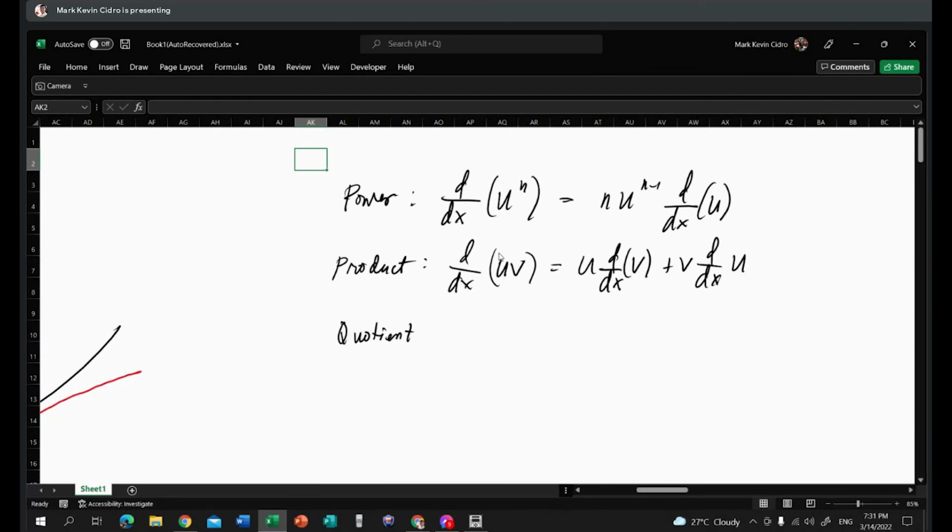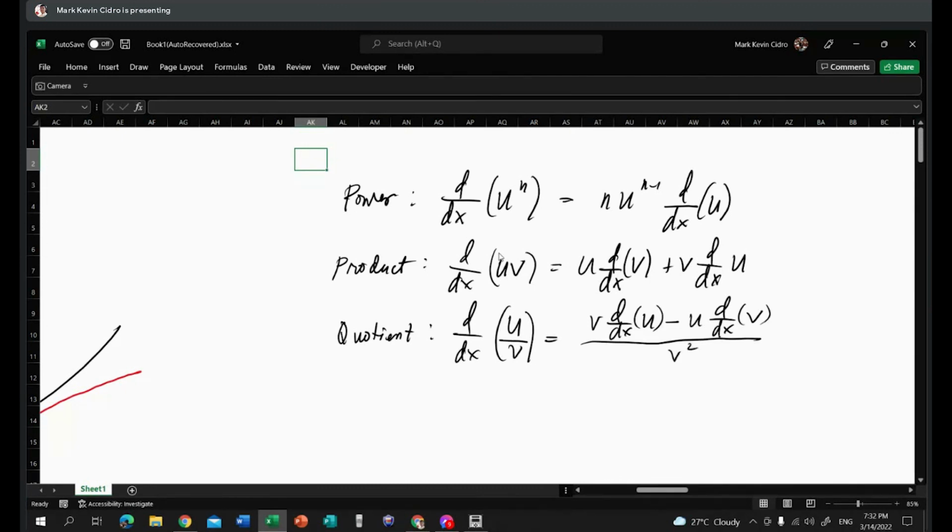And of course the quotient. This is d over dx of u over v. This is equal to v, derivative of u, minus u, derivative of v, all over the denominator squared, v squared. Quotient. And of course, I didn't write the constant. Derivative of a constant is equal to zero.